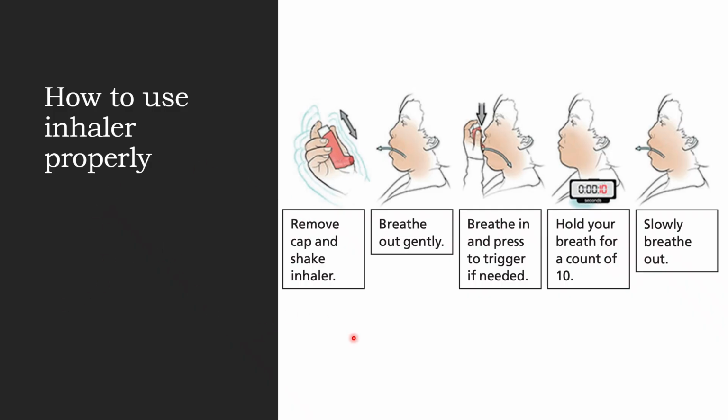So first step, remove the cap and shake the inhaler first. This is the first step, and then breathe out gently. Third step is breathe in and press the trigger if needed. Shake it and press the trigger as needed. Hold your breath for a count of 10, then slowly breathe out. This is the proper way to use an inhaler.